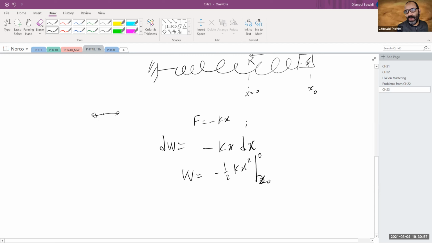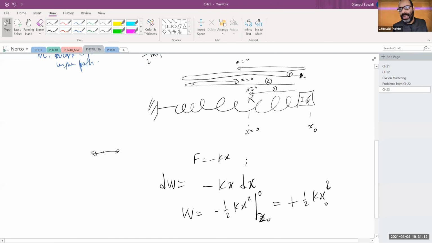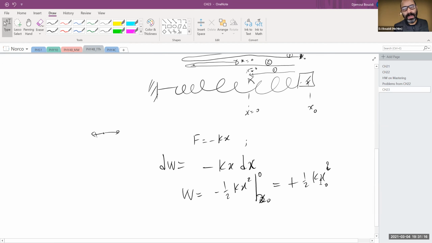So in this case, the force of the spring will give me 0 minus minus, so it's going to be positive 1/2 of kx naught squared. That's how much work is done, because during this stage it's the force of the spring that is pulling this object. That's why this work is positive in this case.